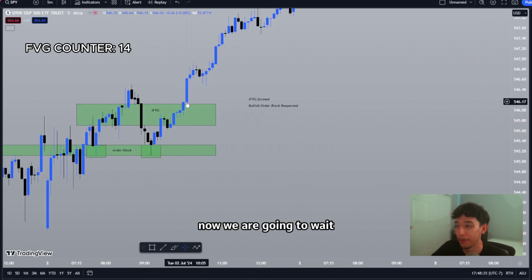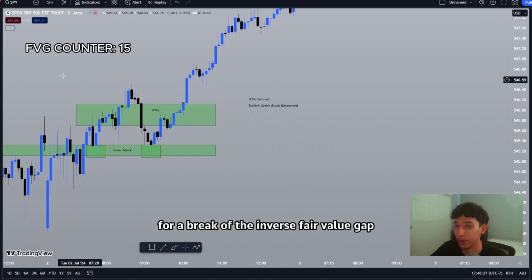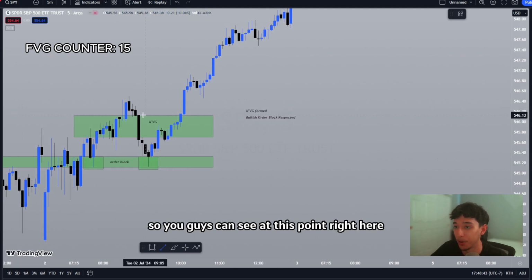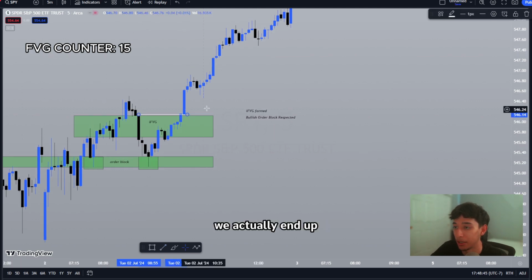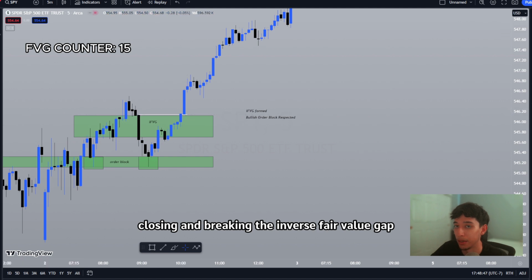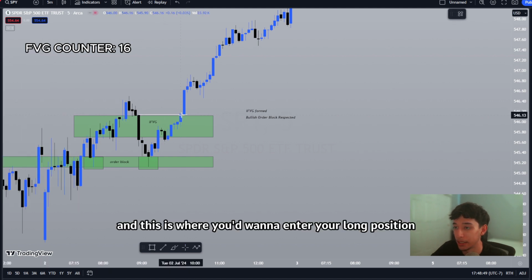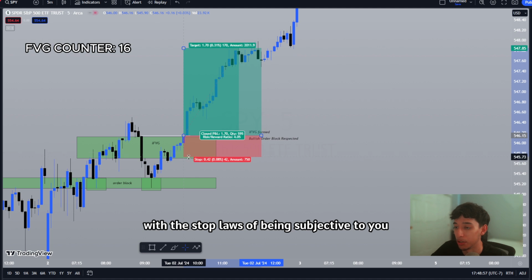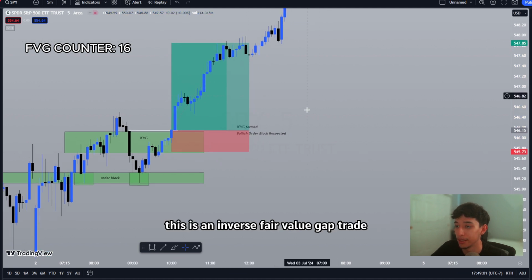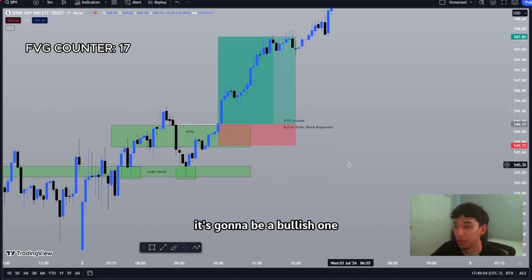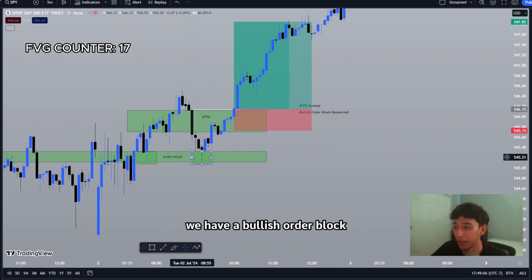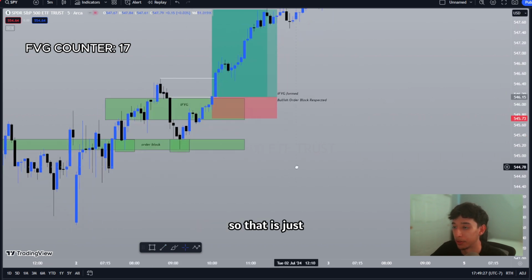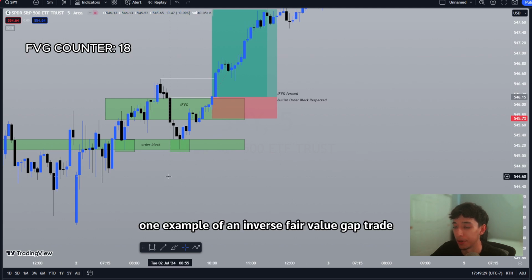Now we are going to wait for a break of the inverse fair value gap to catch an entry on our trade. So you guys can see at this point right here, we actually end up closing and breaking the inverse fair value gap. And this is where you'd want to enter your long position, with the stop loss being subjective to you. And there you have it. This is an inverse fair value gap trade. It's going to be a bullish one. We have a bullish order block. We also have a break of structure right here for further confirmation. So that is just one example of an inverse fair value gap trade.